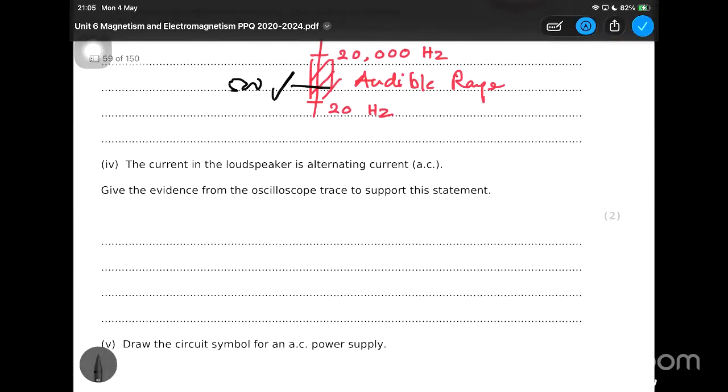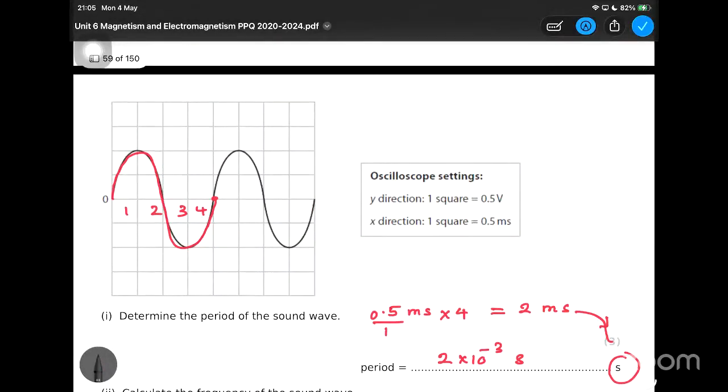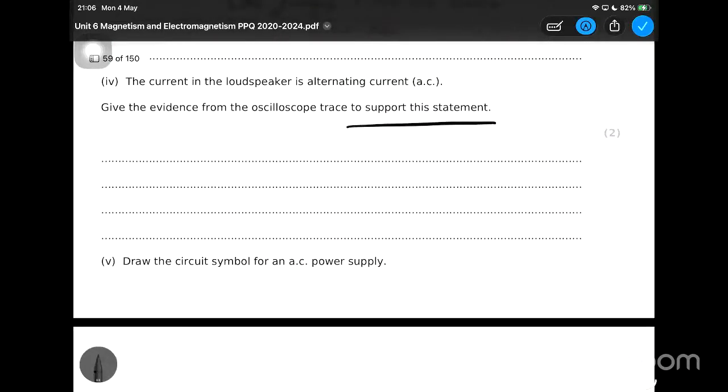The current in the loudspeaker is alternating. Give the evidence from the oscilloscope trace to support this statement. They are asking for any sort of evidence from the oscilloscope trace. So here you can see the y-axis is for the voltage. With time, the voltage is changing. It has a positive value as well as a negative value. Therefore, you can support that statement.